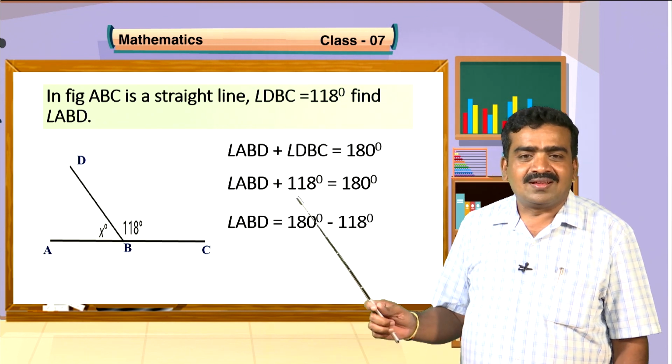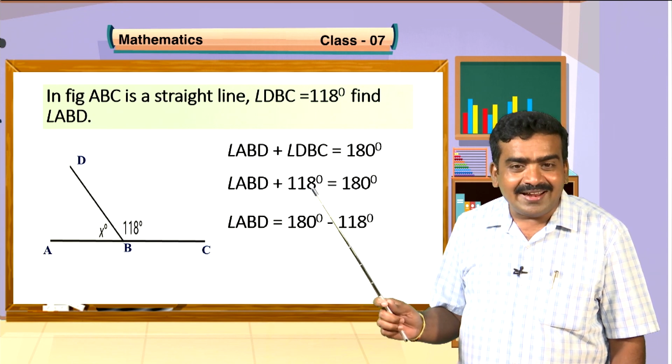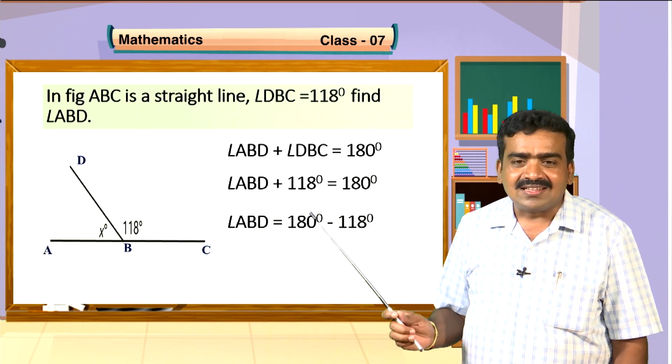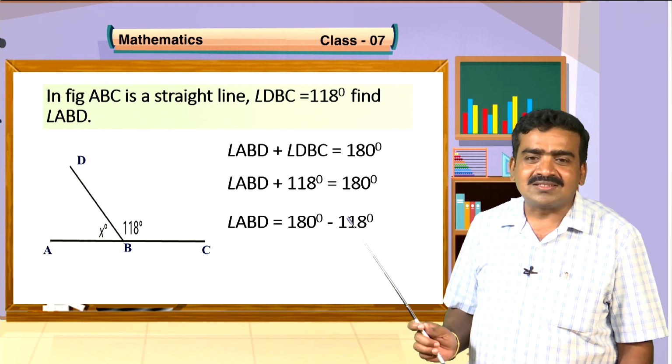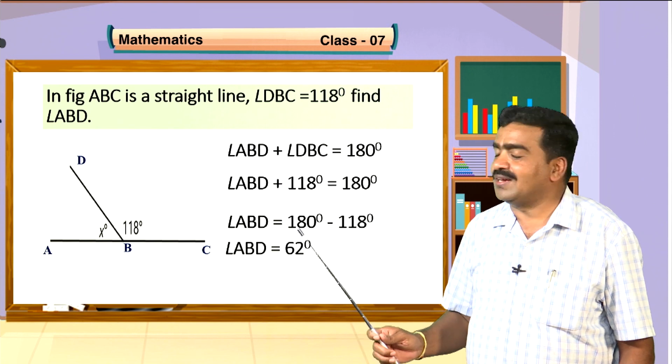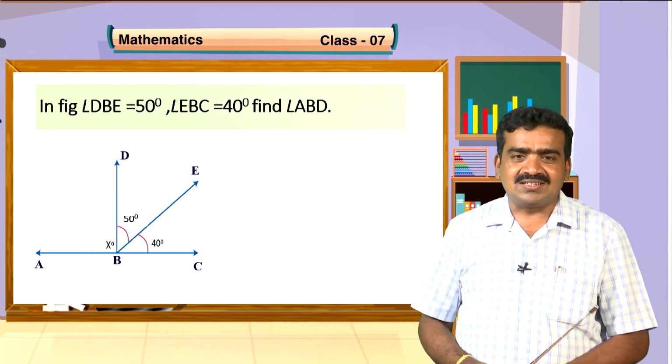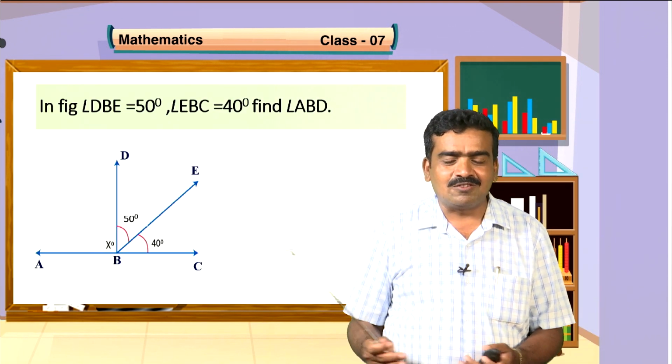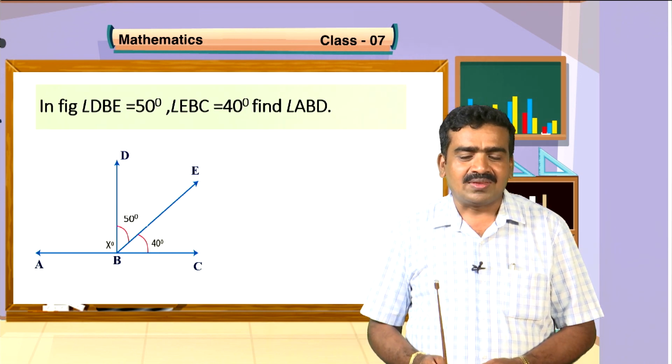Now, transpose this 118 degree towards the right hand side. This becomes 180 minus 118 degree. How much will you get? 62 degree. There is another question which is a little bit different than the previous one.